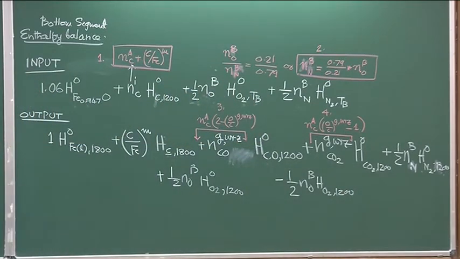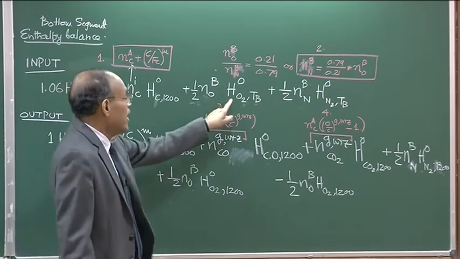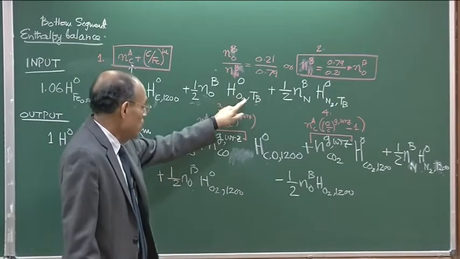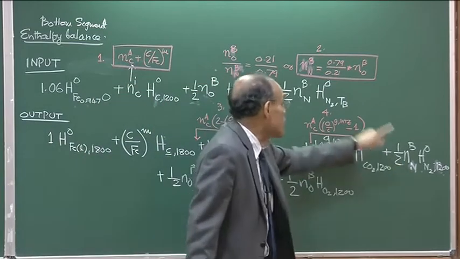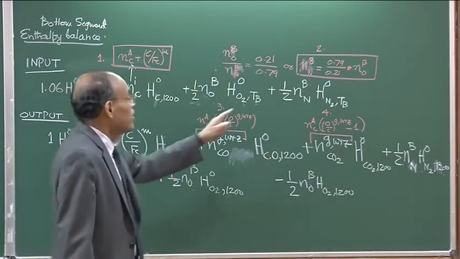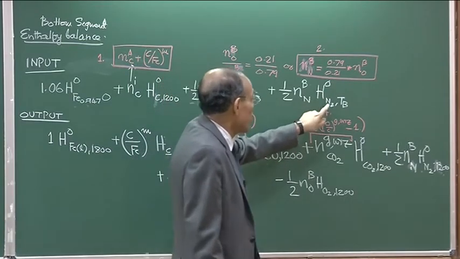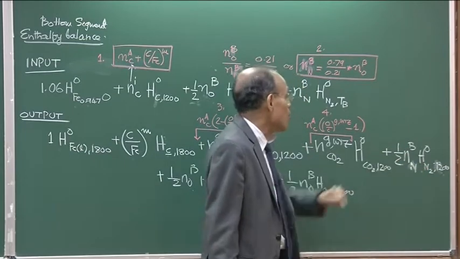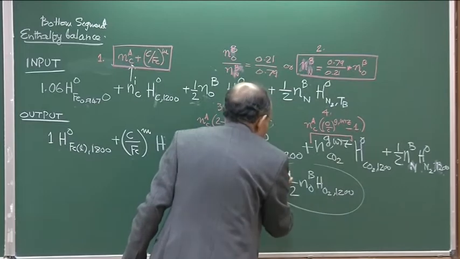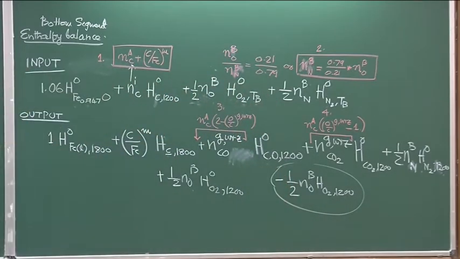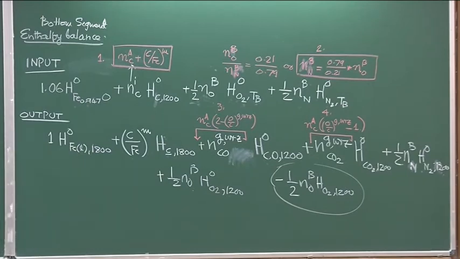Now, you can see that I can transpose this term here. So, I will get HO2 at TB minus HO2 at 1200. Similarly, if I transpose this term to the left hand side, I will get something multiplied by H naught N2 TB minus H naught N2 1200, and I will be left with one additional term, which is the additional term I have generated. So, let us now transpose these terms and see what happens.